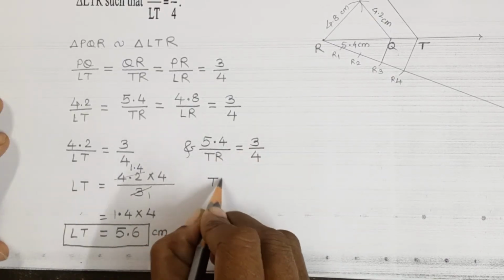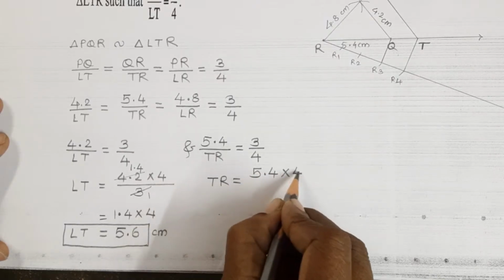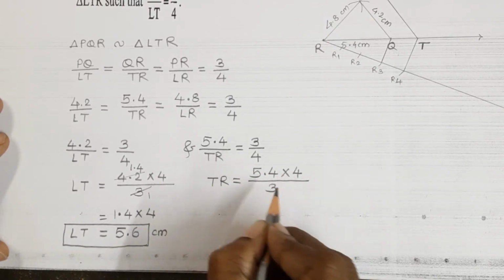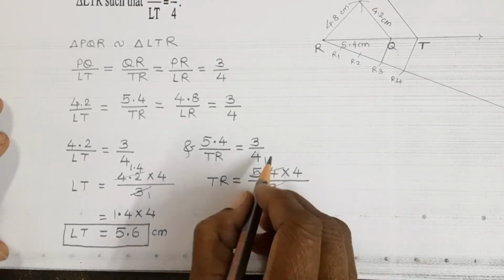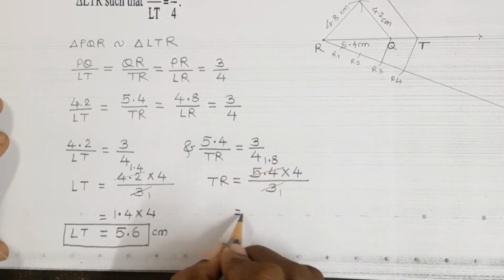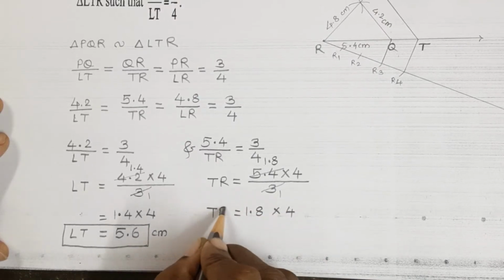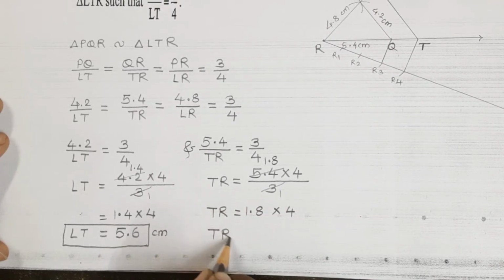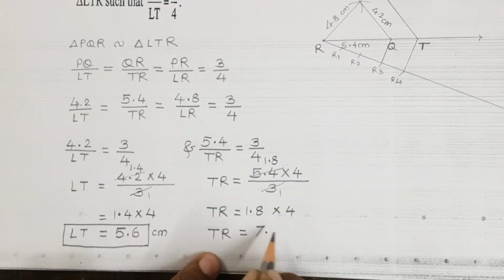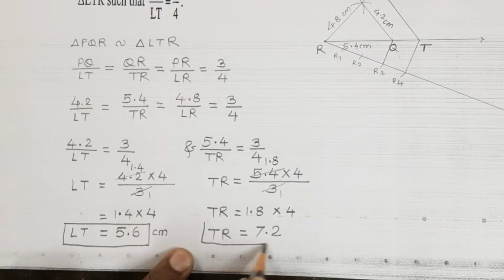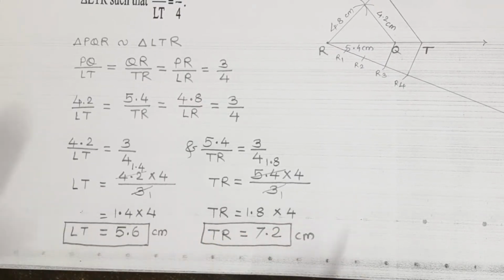Then taking the second ratio, 5.4 upon TR is equal to 3 upon 4. So by cross multiplication, TR is equal to 5.4 multiplied by 4 upon 3. So 3 ones are 3, 3 eights are 24. So 1.8 multiplied by 4. So TR is equal to 7.2 centimeter.